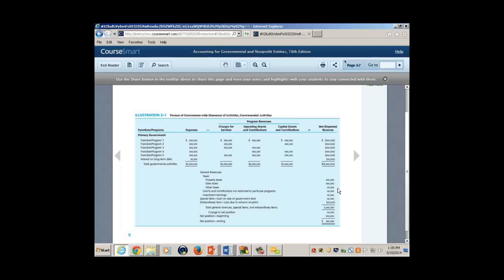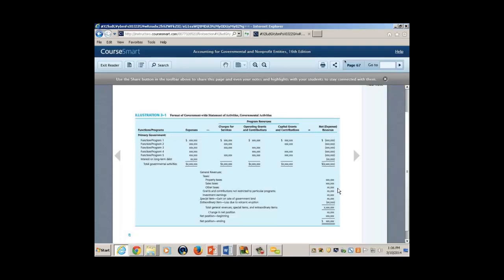Okay, now let's take a look at the bottom part. Notice the net expense revenue is what? A negative number, right? It will always be a negative number. Now what do we have at the bottom? General revenues. What types of things do you see? Taxes. They are general revenue. They don't belong to any one function. Therefore, general revenues cover all the functions.